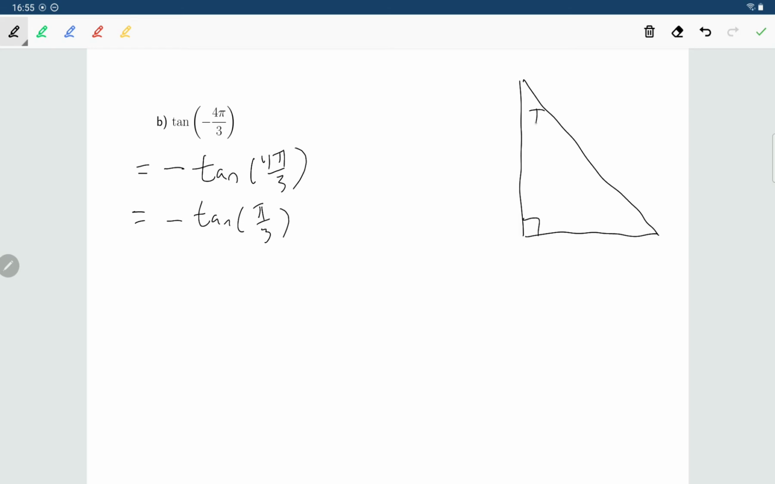And now we're just going to get out our 30, 60, 90 triangle. And for 60 degrees, or pi over 3 radians, tangent is opposite over adjacent, which is root 3 over 1. So we have negative of root 3 over 1, which is just negative root 3.